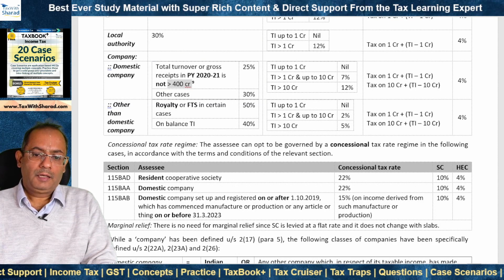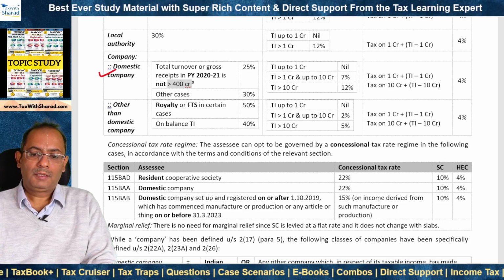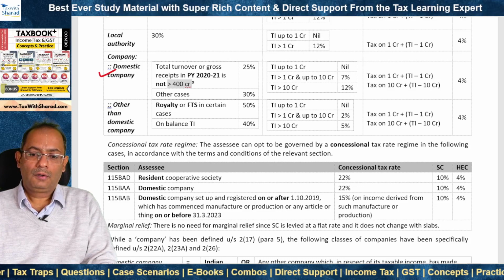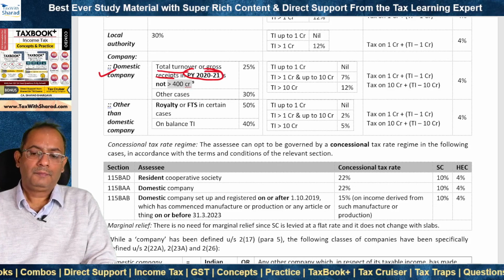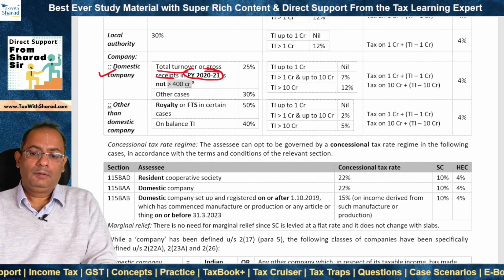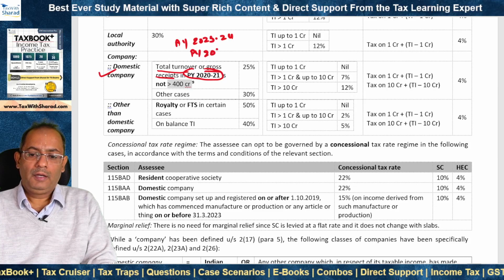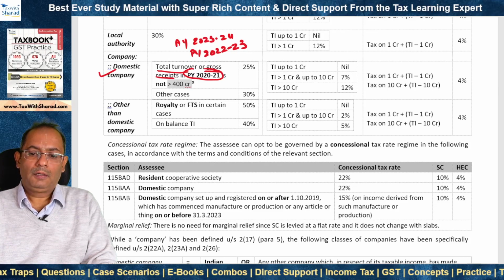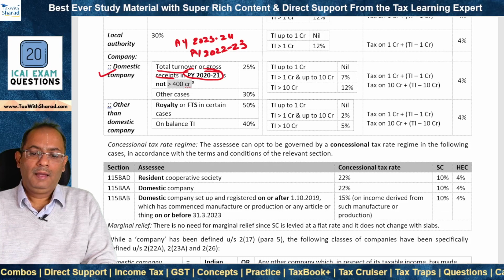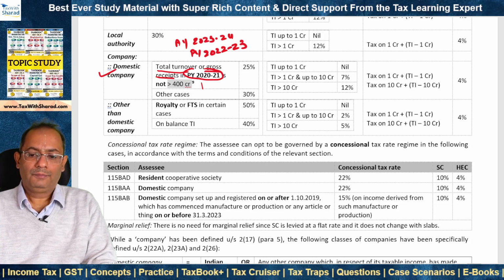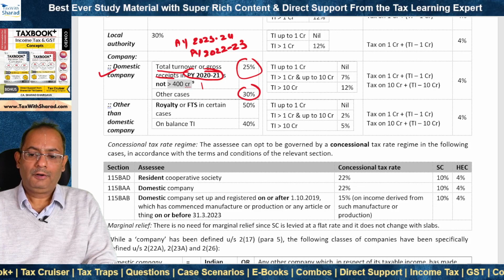So we need to check whether the company is a domestic company or other than a domestic company. If the company is a domestic company, then we need to check the total turnover or gross receipts of the company in previous year 2021. In this table, we are talking about the tax rates for assessment year 2023-24, which corresponds to previous year 2022-23. However, the turnover or gross receipts are to be checked for 2 years back. That means for previous year 2021. If this is not greater than 400 crore, the rate of tax is a flat rate of 25%, else the rate is a flat rate of 30%.